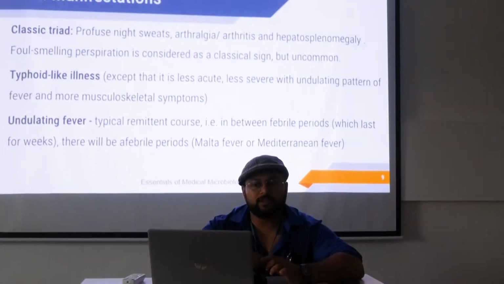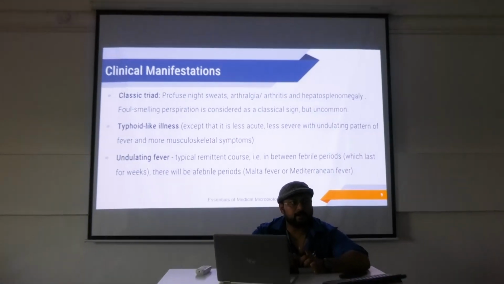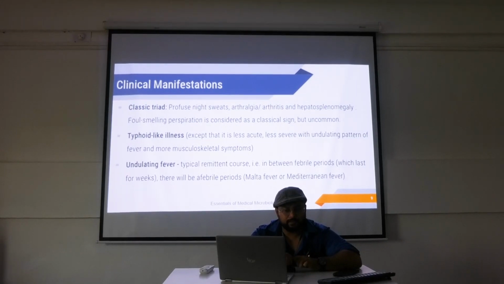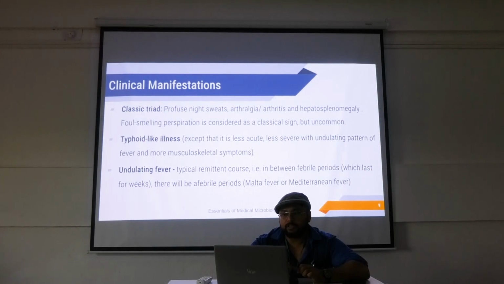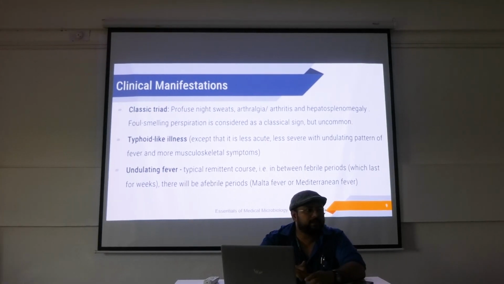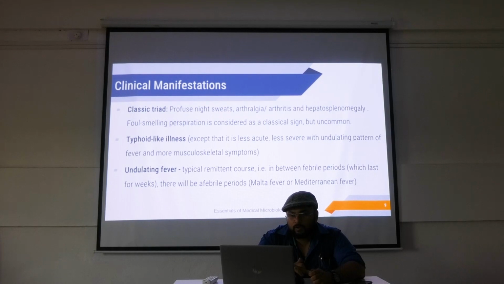Classical triad. Key clinical manifestation. Profuse night sweats. Patients come with arthralgia and hepatosplenomegaly. Foul smelling perspiration is considered a classical sign, but it is really uncommon. Typhoid-like illness, except that it is less acute, less severe, with an undulating pattern or wave form fever, often called Malta fever. These are all the MCQ points.